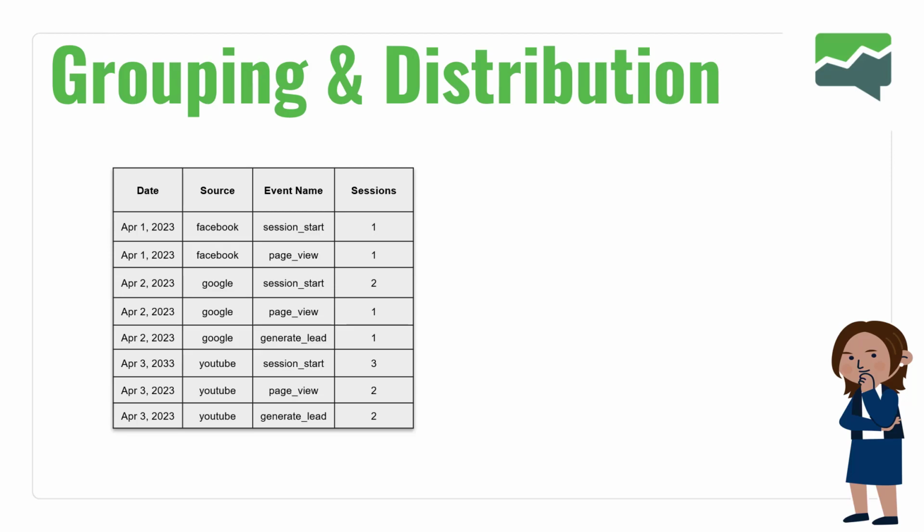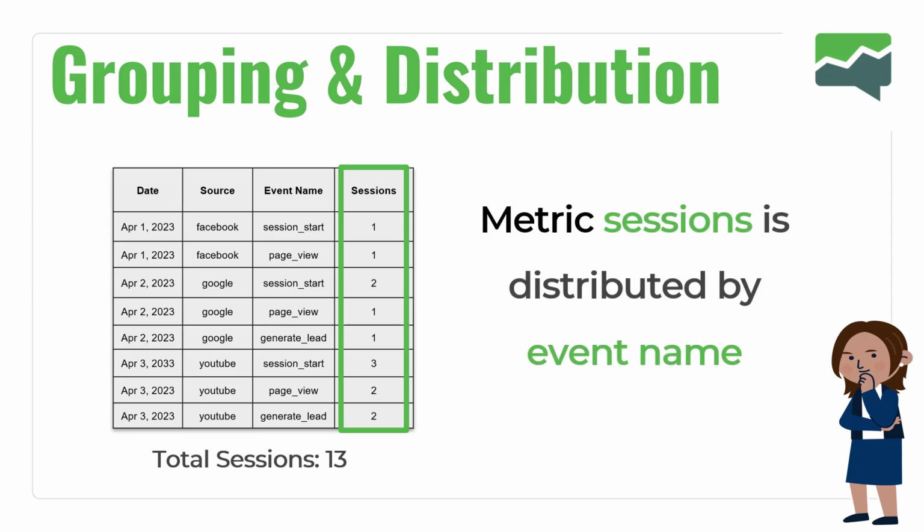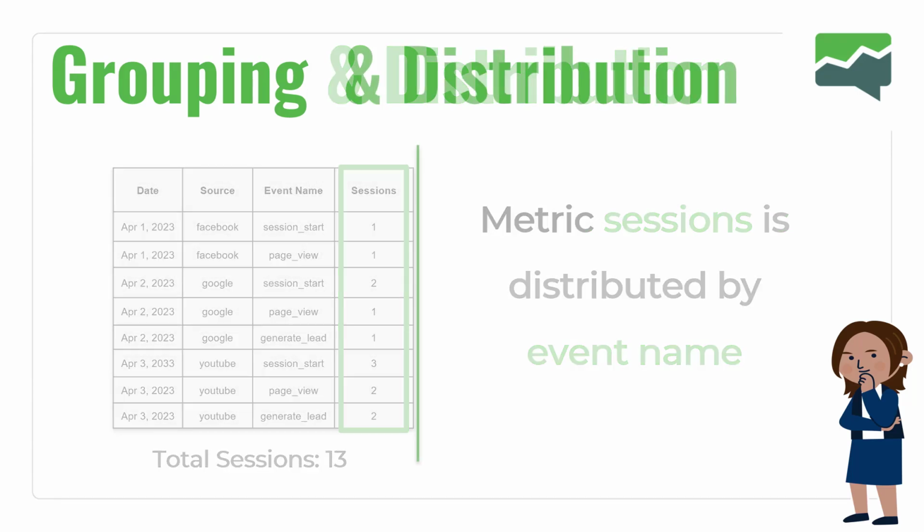Because a few minutes ago we saw another table like this, right? This was really popular, lots of rows. But at the end of the day, when you sum sessions here, it sums to 13. Interesting. The metric sessions is distributed by event name. So it was the same underlying, quote unquote, let's say GA4, but depending on the table we produced, our metric sessions summed very differently. So let's look at those side by side together.